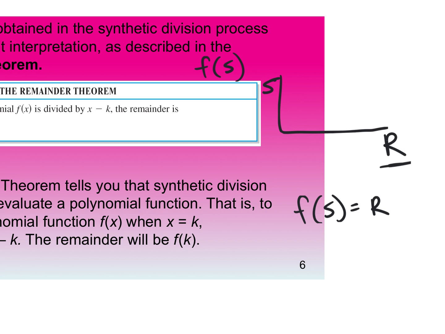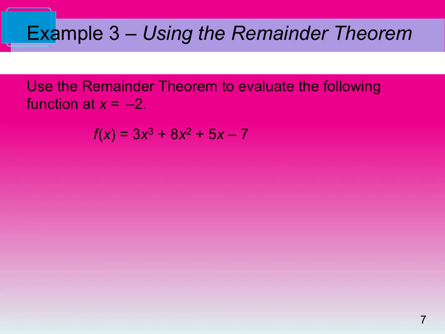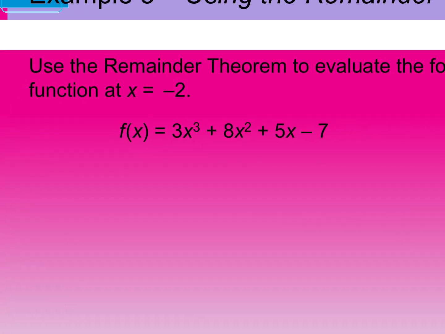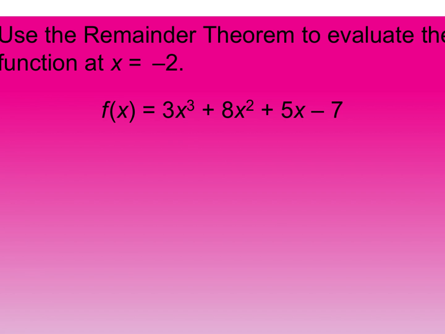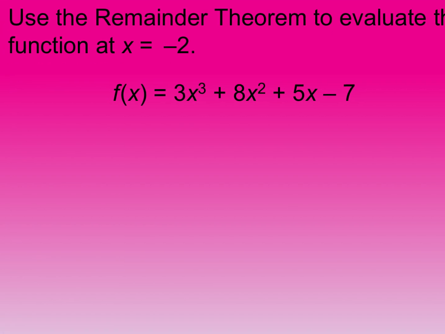Let's practice. So in example 3, it says use the remainder theorem to evaluate the following function at x equals -2. Well, I can plug -2 into all my x's and work it out, but that's going to be a lot more work than what we need to do. So to evaluate at -2, I'm going to do synthetic division. So -2 goes on the outside.